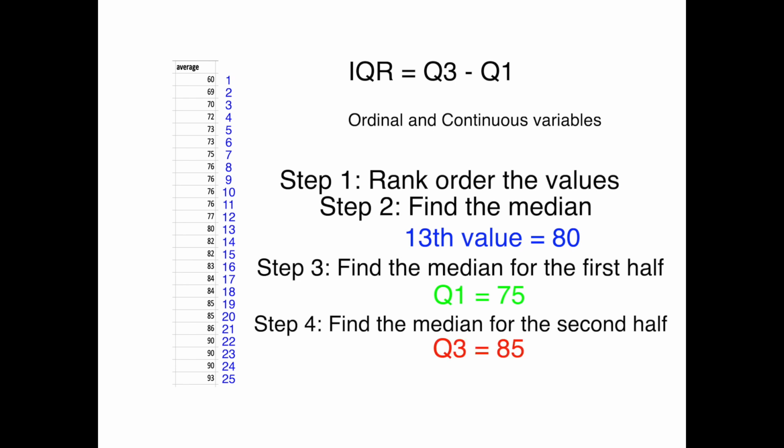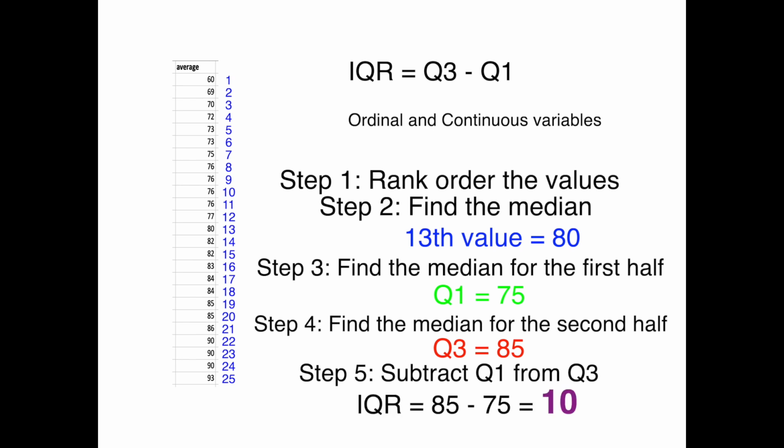Once we've identified our Q3 and Q1 values, step number 5 is to subtract our Q1 value from our Q3 value to find our interquartile range. So here we're going to subtract 75 from 85 to give us an interquartile range of 10.